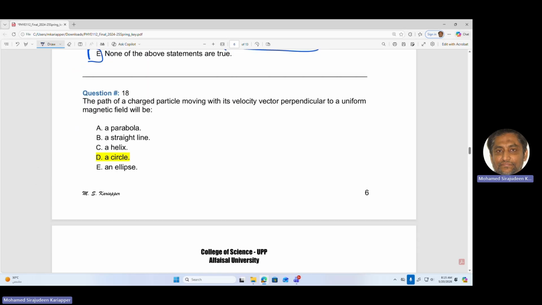Question number 18. The path of a charged particle moving with velocity vector perpendicular to uniform magnetic field will be a circle. Because every time the direction of the velocity will change, it will start describing a circle when the velocity is perpendicular to the magnetic field. If it has components both perpendicular as well as parallel, then it will start doing a helix.